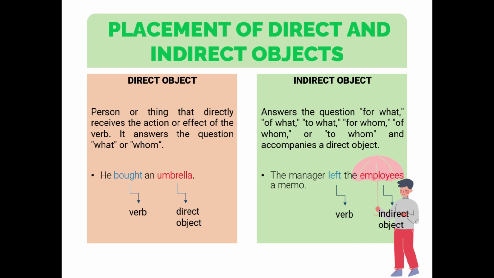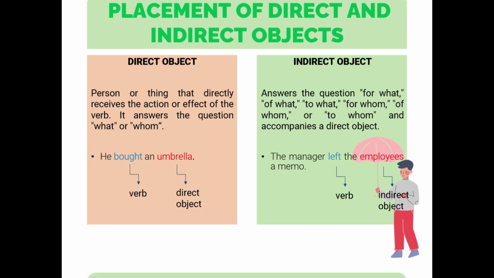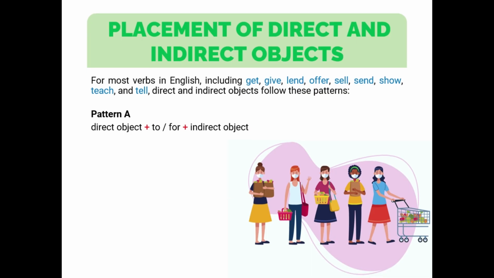Now, for most verbs in English, including the verbs get, give, lend, offer, sell, send, show, teach, and tell, direct and indirect objects follow these patterns. And we're going to start with pattern A, which is direct object plus the prepositions to or for plus indirect object. For example, number 1, you can send information to other shoppers.